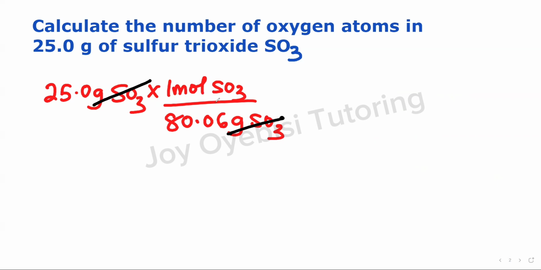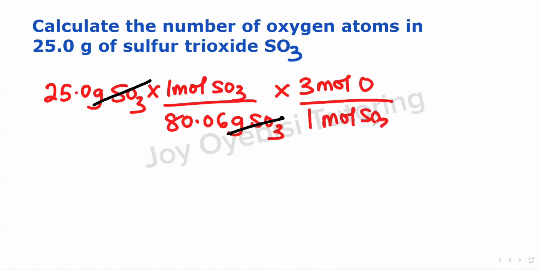Now, the question is to calculate the number of oxygen atoms. So we're going to convert this to moles of oxygen. How many oxygen atoms do we have in SO3? There are 3 moles of oxygen in 1 mole of SO3. So in 1 SO3, there are 3 moles of oxygen. So these moles of SO3 will as well cancel out, and we're left with 3 moles of oxygen.